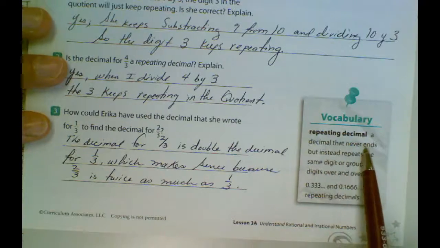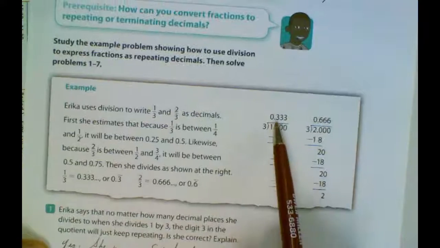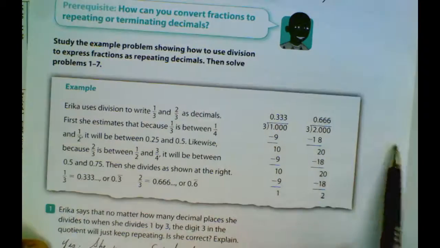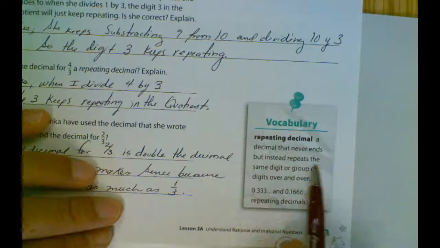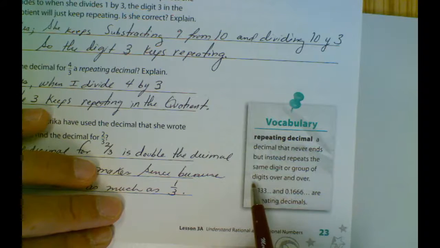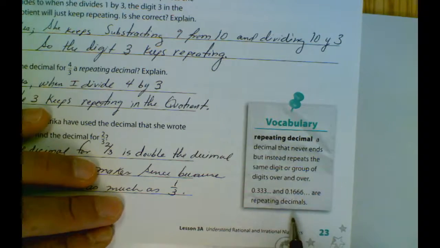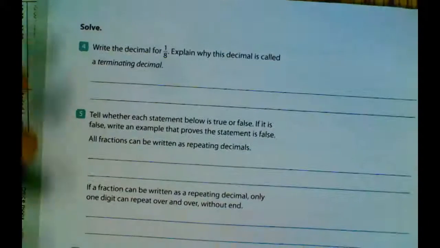Okay. Remember the vocabulary word that we are saying is repeating decimal. It's a decimal that never ends. For example, this one, 0.33333333 keeps repeating. That never ends, but instead repeats the same digit or a group of digits over and over. For example, we know those ones are repeating decimals. So this one is for page 23. Let's move to page 24.